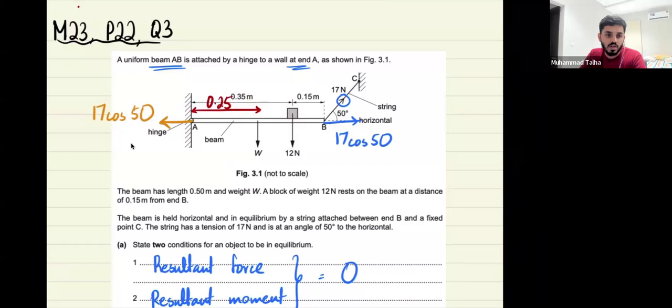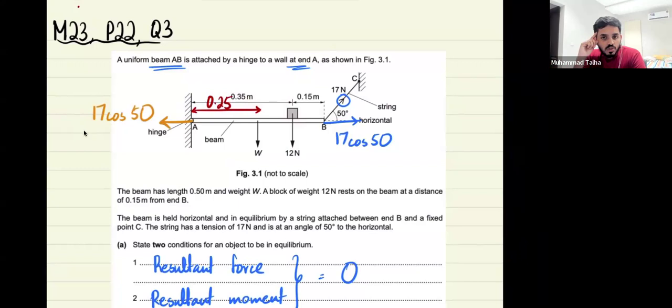Yes, in my opinion, upthrust is going to be there. There have hardly been papers where upthrust has not been asked at all. I am actually lost for words to think of a paper where upthrust has not been asked. It's been asked almost every year, every session.